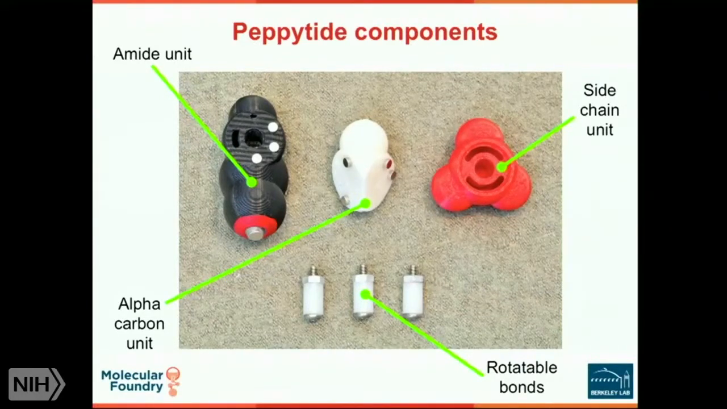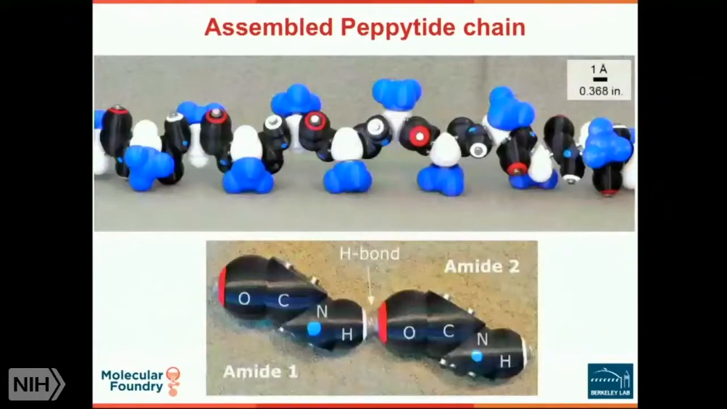So the idea is to create a model that can be as flexible as an actual protein. And so here's an assembled unit. You can see the alternating amide alpha carbon units. We've color-coded the oxygens as red and hydrogens as white. And here are the methyl groups, so that's an alanine side chain.